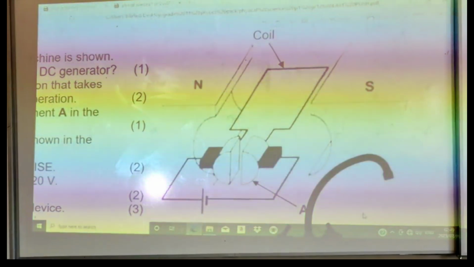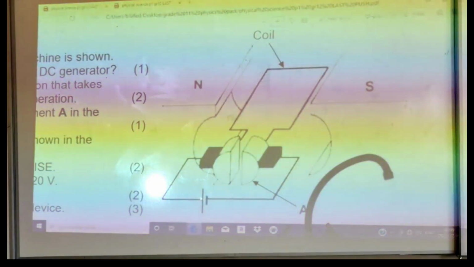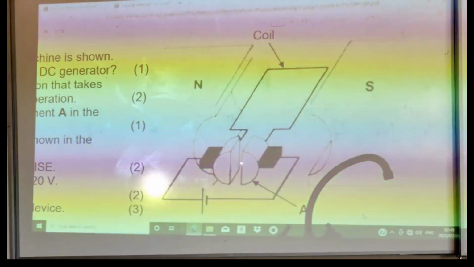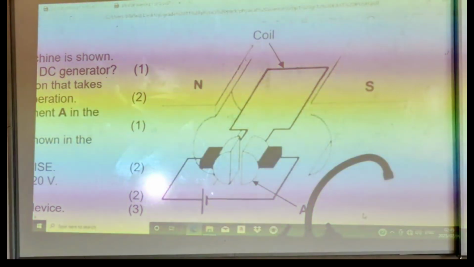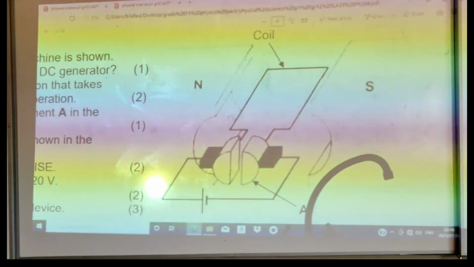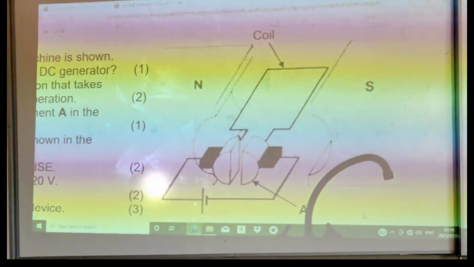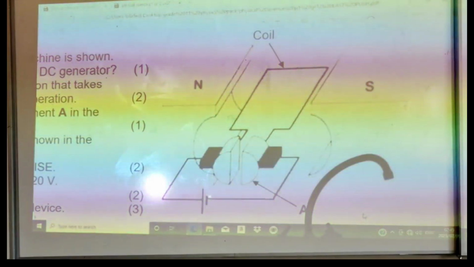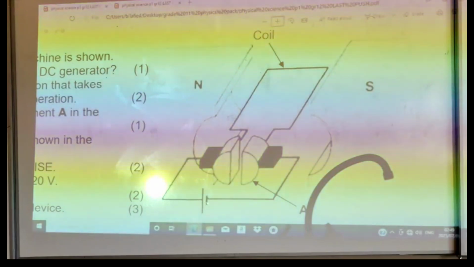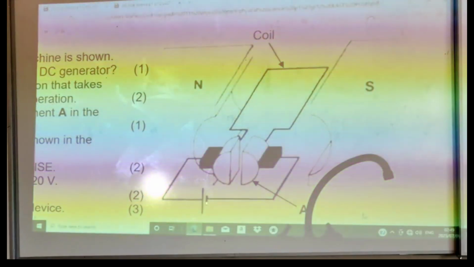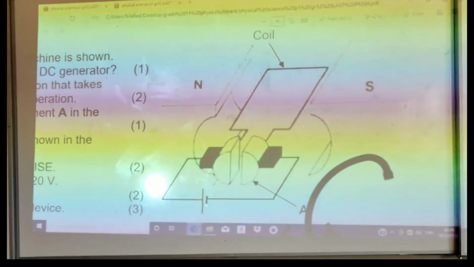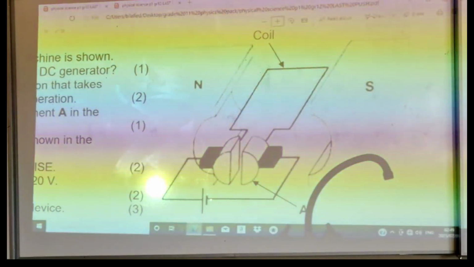So if it is a generator, we're not going to have a battery. We're just going to have the wires, no battery. So this is a motor. This is not a generator, it's a motor because of the battery. You can see there's a connection of a battery.